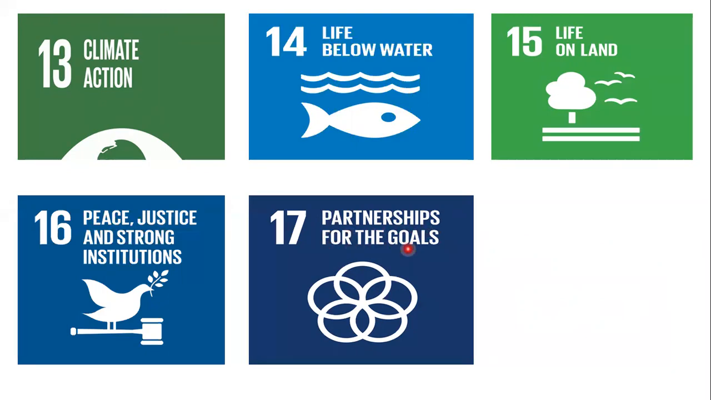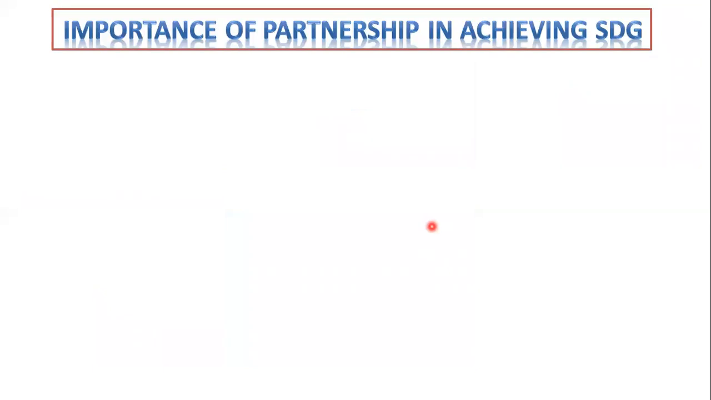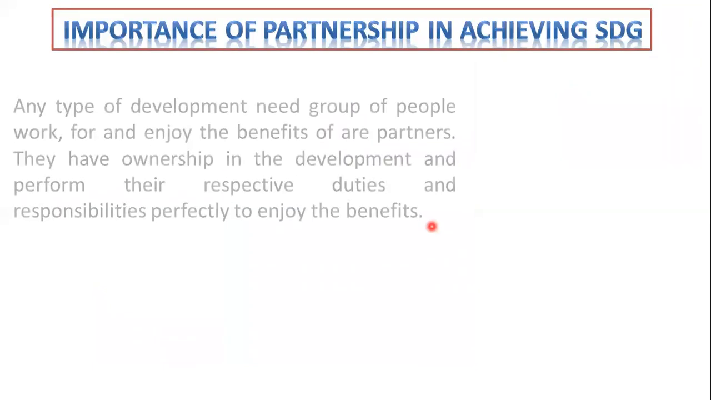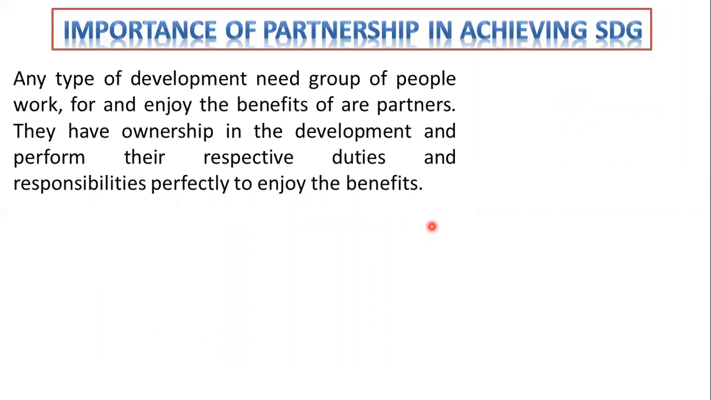I have already discussed partnership in the key term. The importance of partnership in achieving SDG. What is the importance here? You know, any type of development needs a group of people who work for it and enjoy the benefits, and they are called partners. They have ownership in the development and perform their respective duties and responsibilities perfectly to enjoy the benefits. That means a group of people must work for the development. Why will they work? Because they will enjoy the benefits, and for that interest they are working. That's why they are called partners.